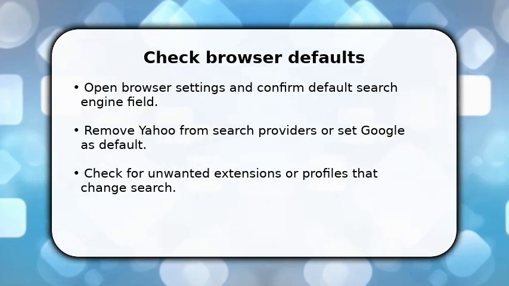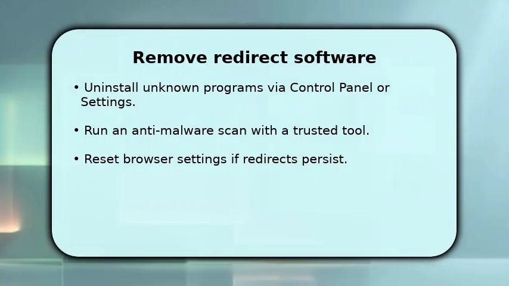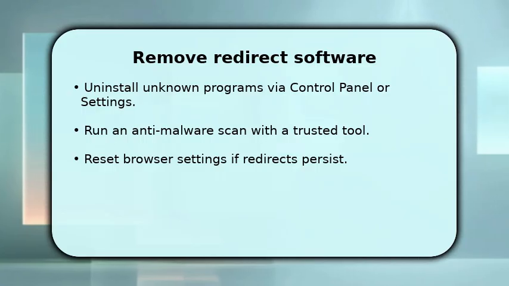Now target software that forces Yahoo search. On Windows or Mac OS, open programs or apps and uninstall any recently added or suspicious entries. Don't guess. Remove the ones you don't recognize. Next, run a reputable anti-malware scan to find browser hijackers and follow its removal steps.